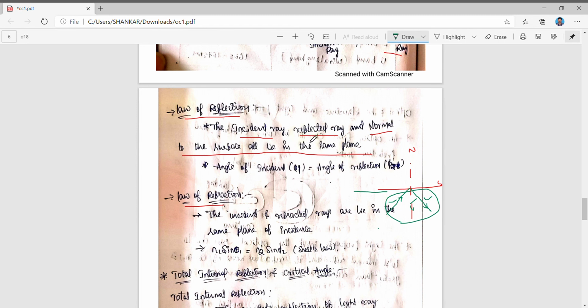The incident ray, the reflected ray and the normal ray should lie in the same plane, and the main condition for the signal to be reflected is that the angle of incidence should be equal to the angle of reflection. Let the incident angle be phi 1. If the incident angle is phi 1 here, then the reflected angle should also be equal to phi 1.